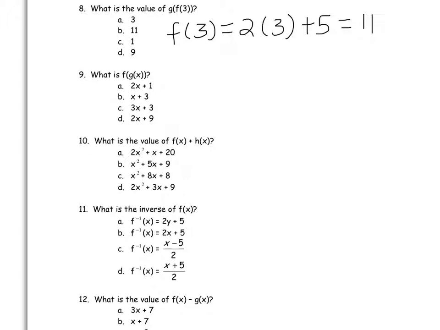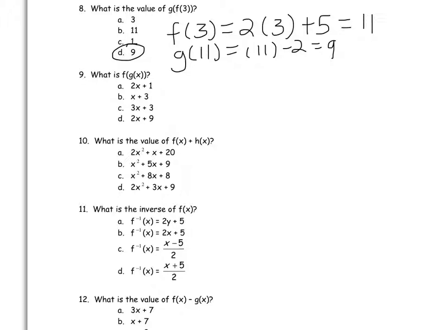But this is asking us to evaluate g of f of 3, and f of 3 is 11, so now I need to evaluate g of 11. And that is going to be 11 minus 2 is 9, so g of f of 3 is 9. So the key for function composition, working from the inside out, usually does the trick when we're working with composing functions. So number 9, what is f of g of x?